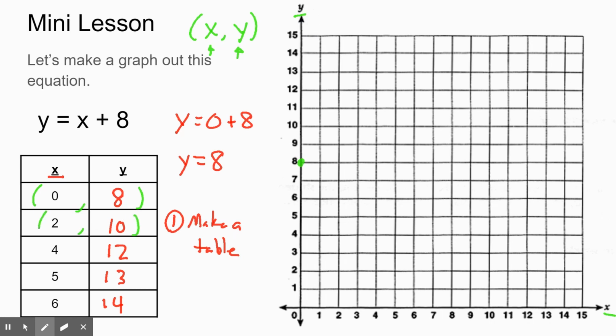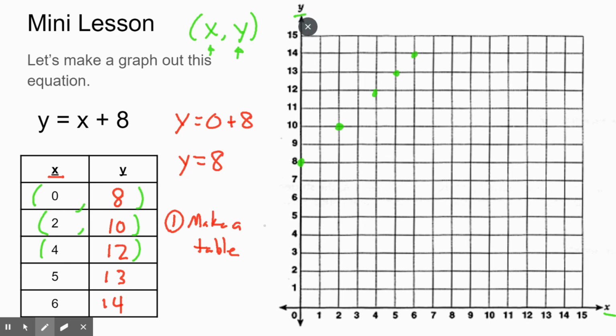Next, we do the same thing for 2 and 10. So we go to 2, we go up to 10. And this is where our next point is. We do the same thing for 4 and 12. That'll give us a point here. 5 and 13. And then 6 and 14.